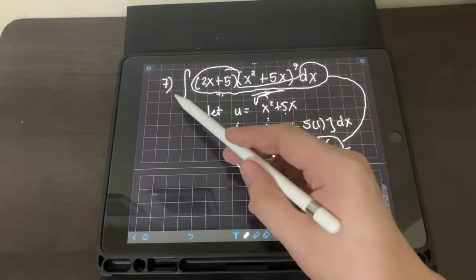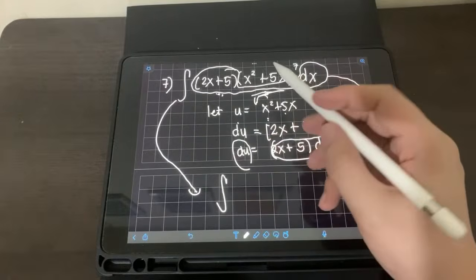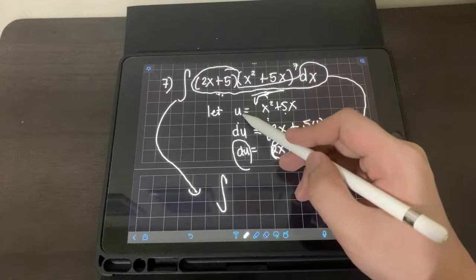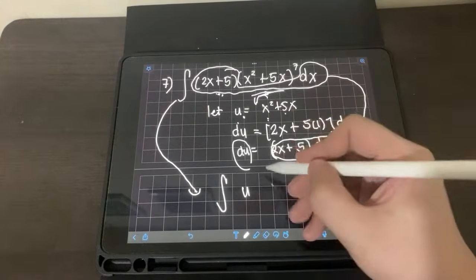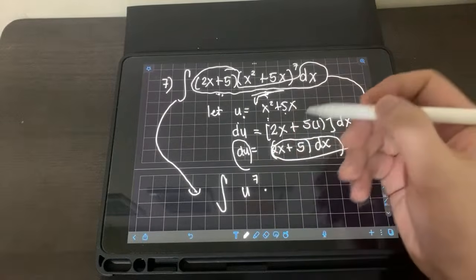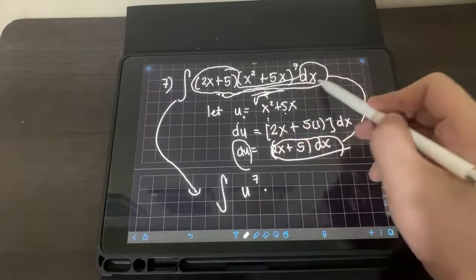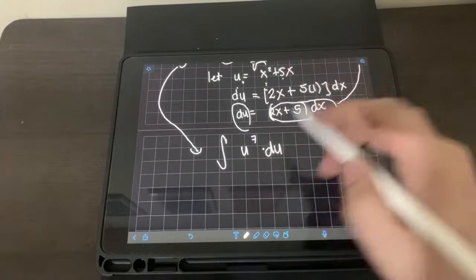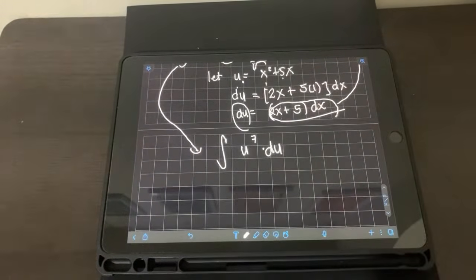So, pag sinubstitute na natin, we have integral of, so let's start with x squared plus 5x. Ano yung x squared plus 5x? We let that as u, right? And then, meron kang exponent na 7. Times, so what is 2x plus 5 dx now? For this expression, du. Okay? So, napaiksi natin yung integral, which is naging u to the 7th du.